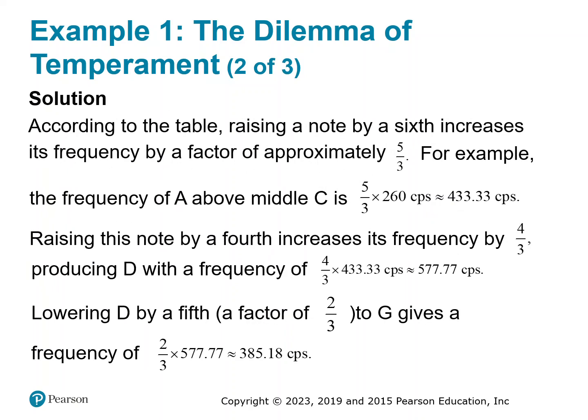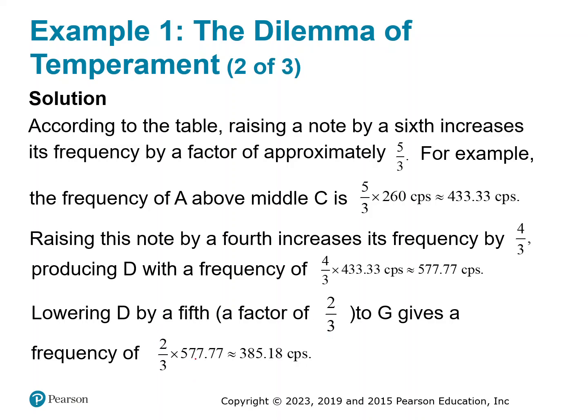According to the table, raising a note by a sixth increases its frequency by a factor of 5/3, approximately. So the A above middle C is 5/3 times 260, which is 433 and a third cycles per second. If I raise this by a fourth, musical a fourth, mathematical 4/3, I take that 433.33 and multiply by 4/3 to get up to D. I'm at 577.77 cycles per second. So I went up a sixth, then went up a fourth.